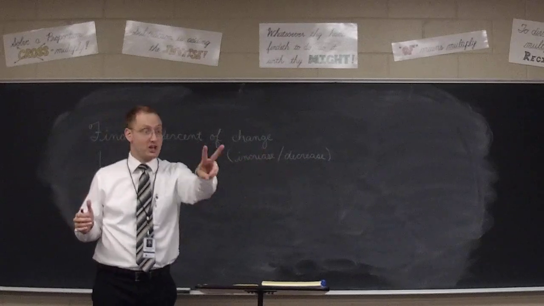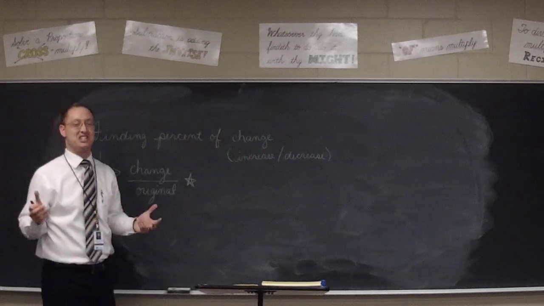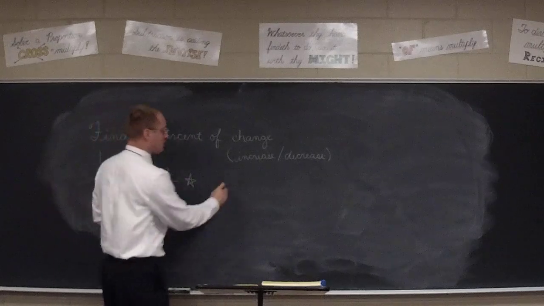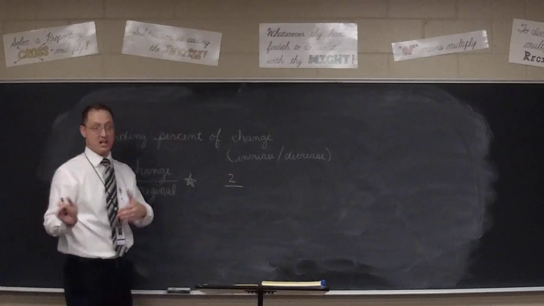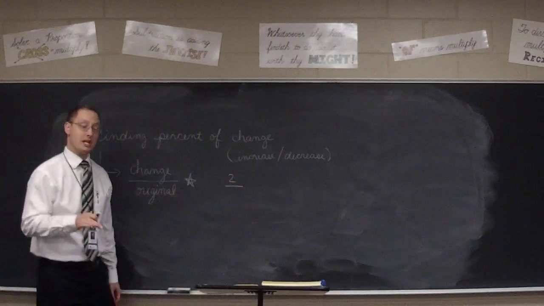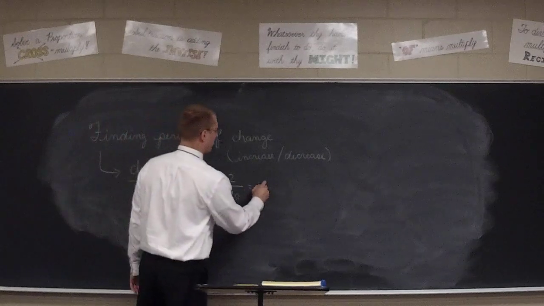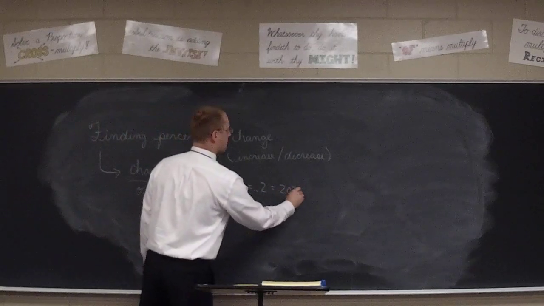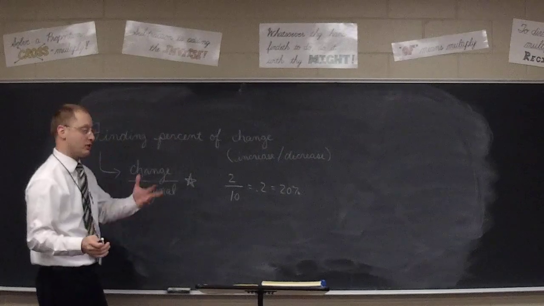2. Very good, Lana. 2, right? The change is 10 students to 12 students, we changed by 2. What was the original if we go from 10 to 12? We started at 10, right? So 2 over 10 is 0.2, which is a 20% increase if we went from 10 to 12.